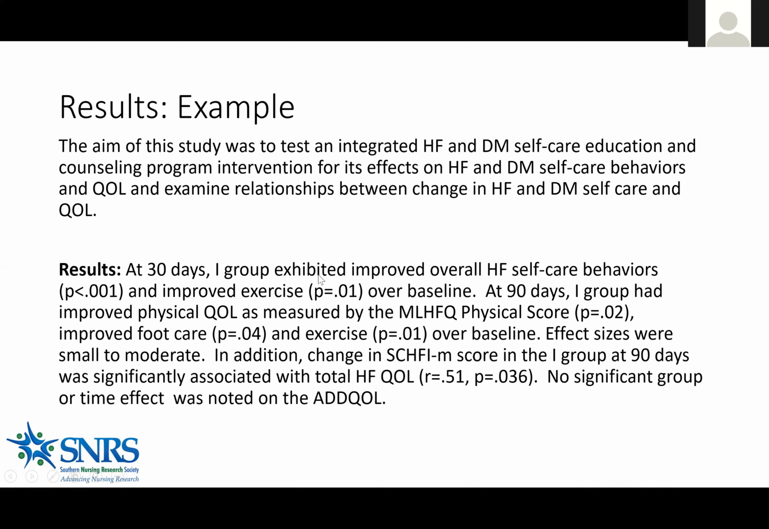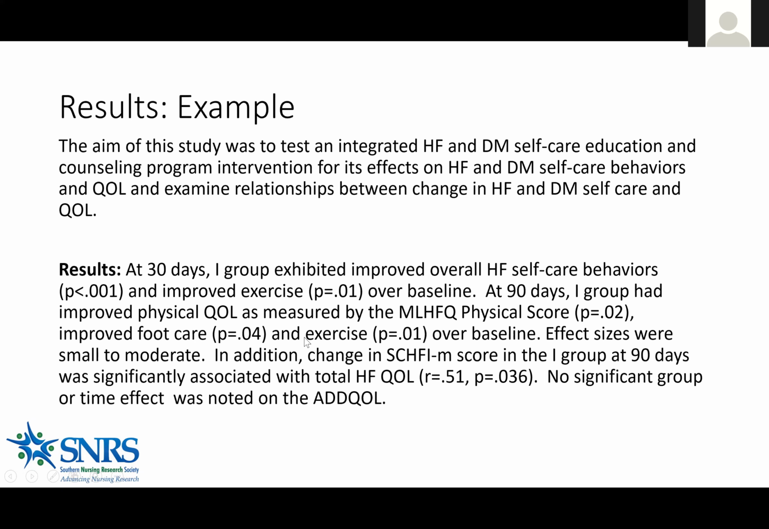At 30 days, the intervention group had improved self-care behaviors and improved exercise over baseline. So here we're addressing the effects of intervention on some healthcare behaviors. At 90 days, the intervention group had improved physical quality of life as measured by a heart failure physical score, improved foot care, so a diabetic outcome, and exercise, which is a self-care behavior for both, over baseline. Effect sizes were small to moderate, so we addressed what the impact of these changes were. In addition, change in the heart failure self-care maintenance score in the intervention group at 90 days was associated with total heart failure quality of life. So that addressed the second part of the aim, relationships between the change in self-care and quality of life. No significant group or time effect was noticed for the diabetes quality of life instrument.